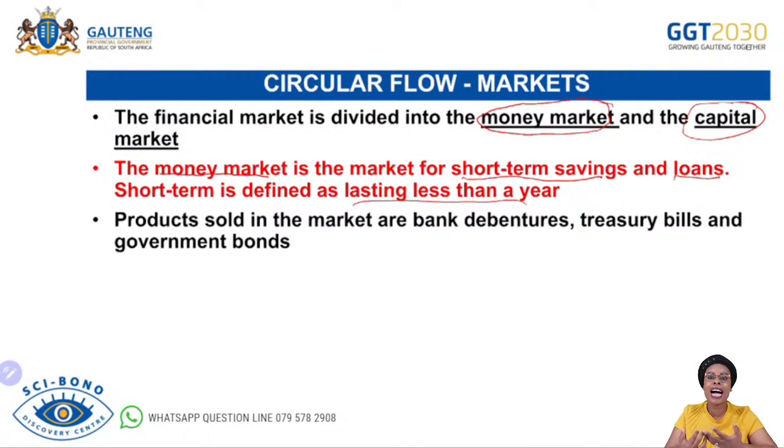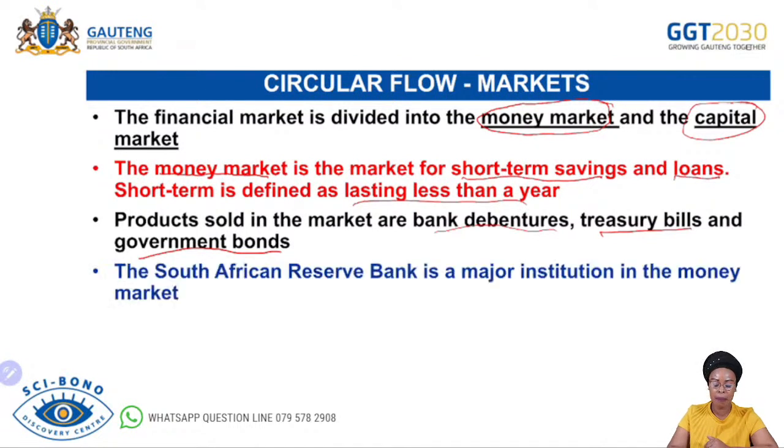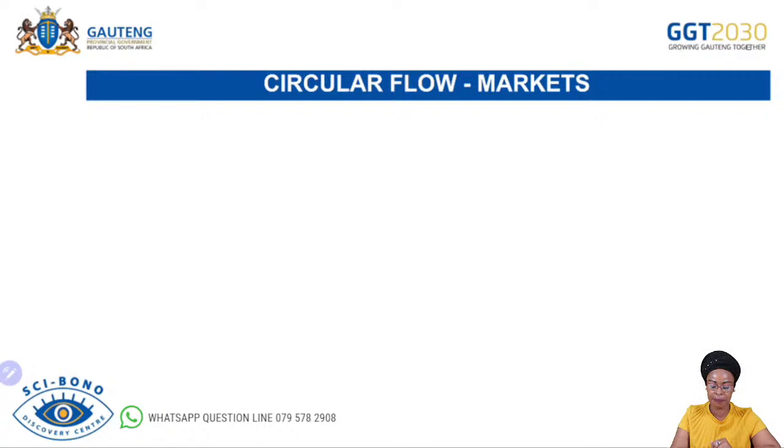What products are sold in this particular market? Bank debentures are sold there, treasury bills are sold there, government bonds are sold there. All these three examples are the forms of credit that can be offered at a money market. So the South African Reserve Bank, which you normally abbreviate as SARB, is the key institution in this money market. Why? Because it's the one that regulates other banks. So you will find other banks, commercial banks here like First National Bank, your Capitec, your Nedbank, etc. But the Reserve Bank is the one that regulates all these banks.